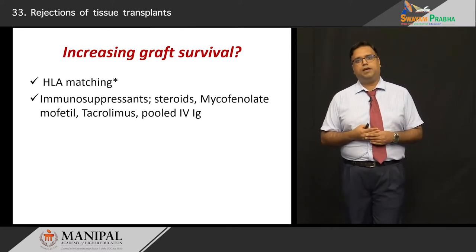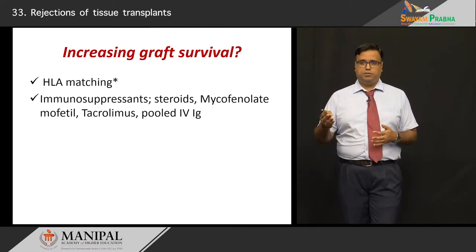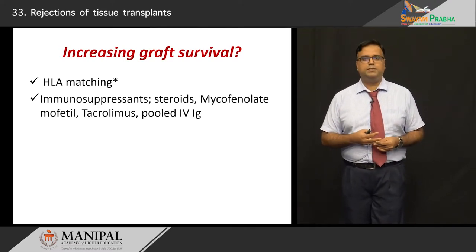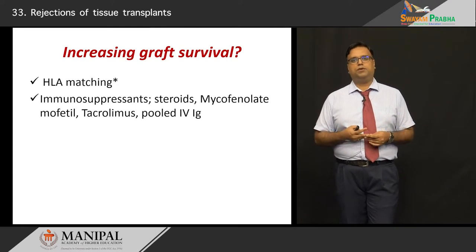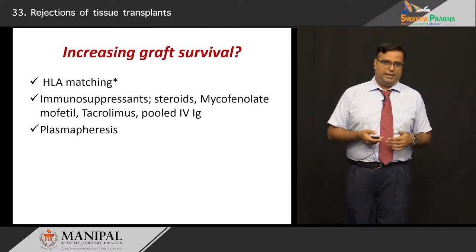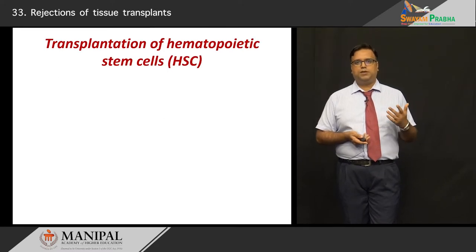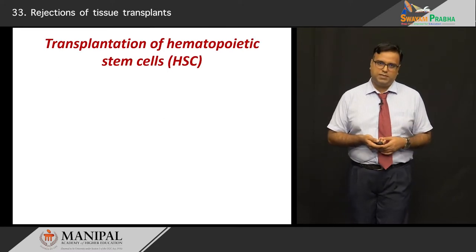A lot of drugs are available now which are immunosuppressants. They range from steroids, which are the good old ones, right up to mycophenolate mofetil, tacrolimus, and even pooled intravenous immunoglobulins go a long way in survival of the graft. The latest in the trend is plasmapheresis, where you can put it through filters and filter out all the antibodies. Those are the ones which help in the solid organ transplant.